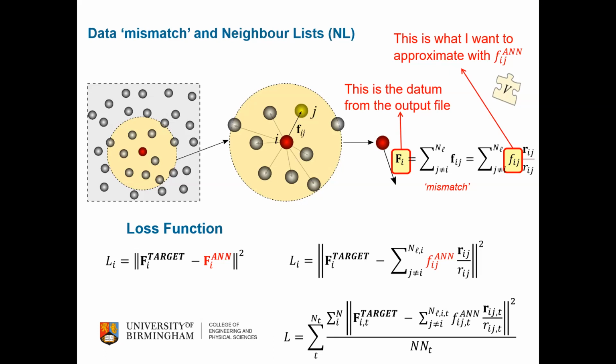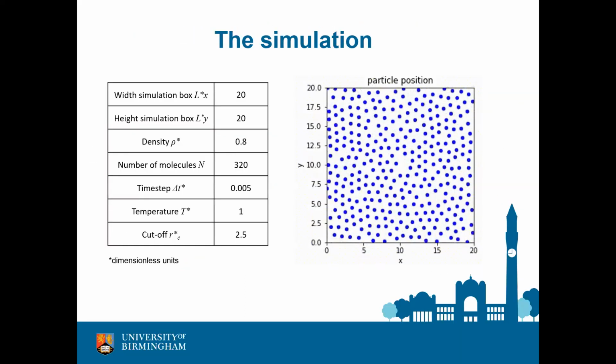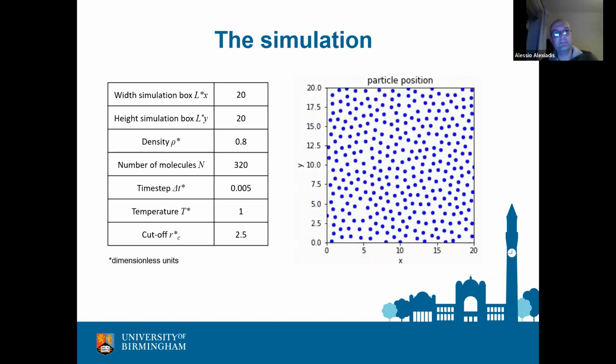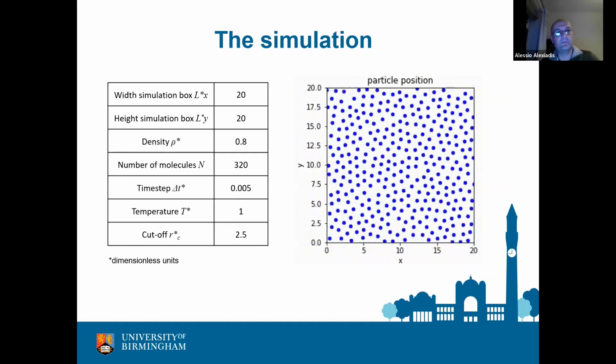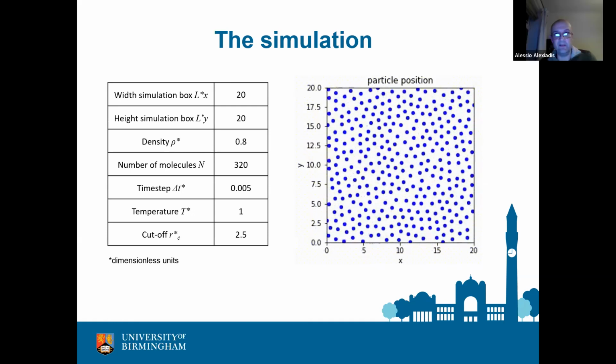Okay, and then N is how many molecules do you have in this system? Wait a second, let me go back. Okay, the neural network is small. Here is 320. Okay, 320. Small system. Yeah, very small, it's a small system actually. It's just to test that.